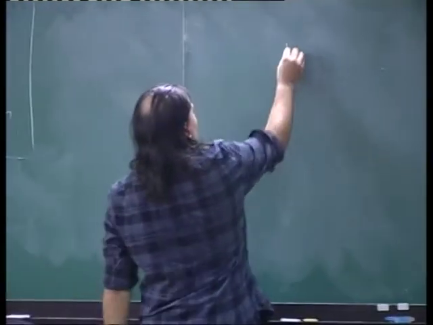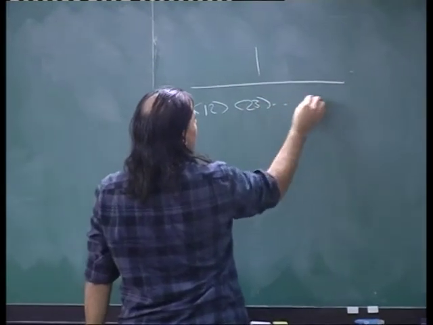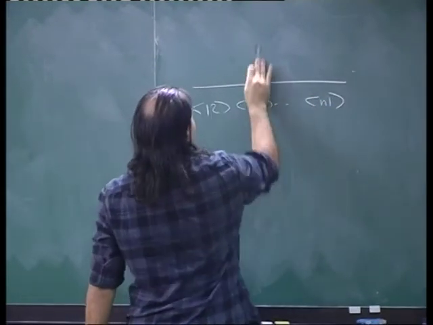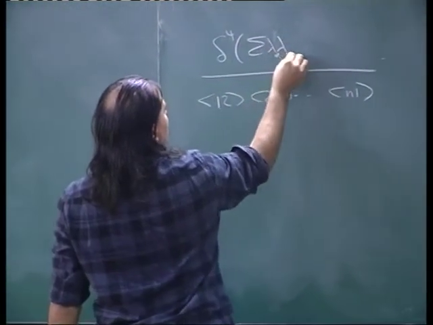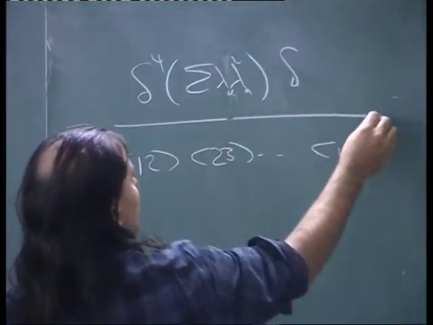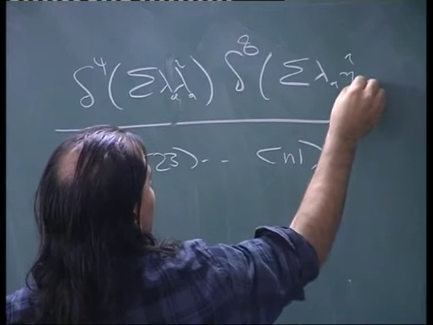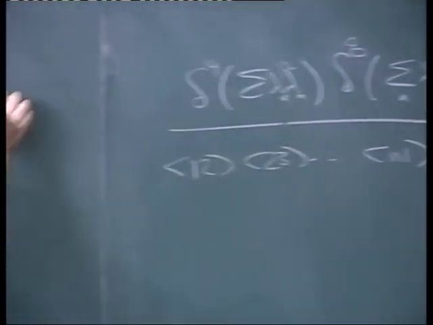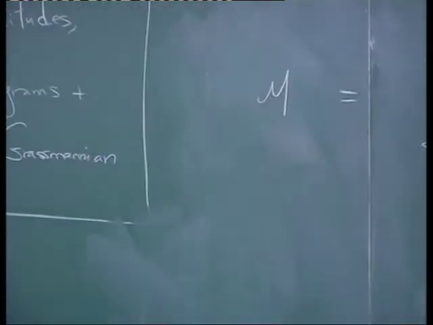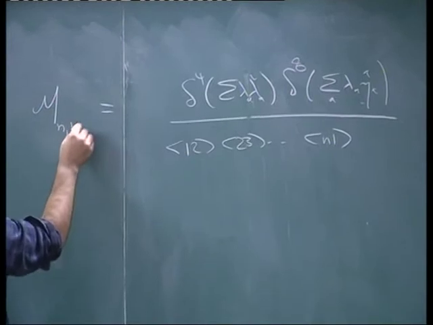So, what is the Parke-Taylor formula in a supersymmetric form? Let me write it down. So it's just that, and then there's just the delta function of momentum conservation and the delta function of the sum of lambda a, eta tilde a. Like a formula that was first written down by Nair. Okay? So this is the k equals 2 piece of the tree amplitude.